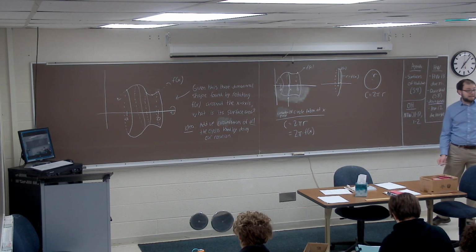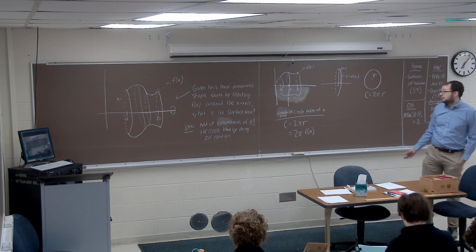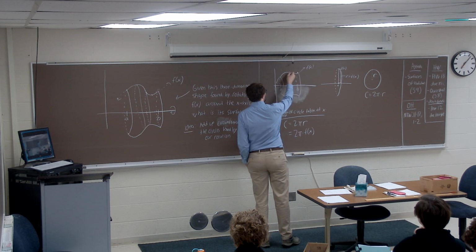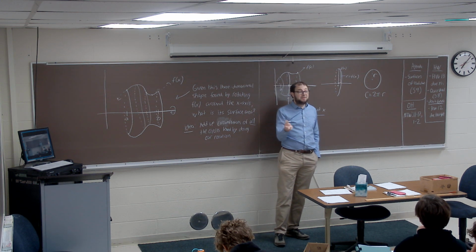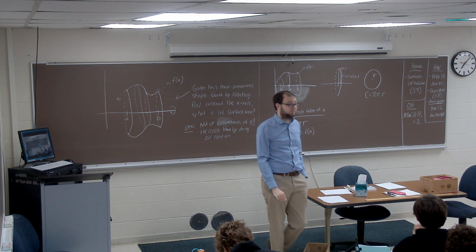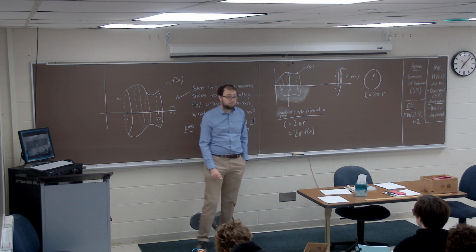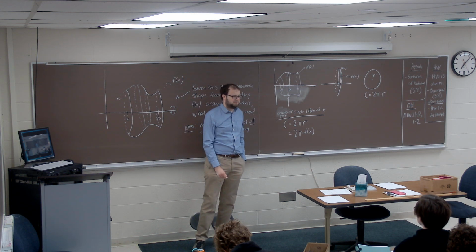And so then the idea for how do we find the surface area is we find the circumference of the circle at every single point x between A and B, and then we add them all together. And that should give us our surface area. Any questions or comments on that?